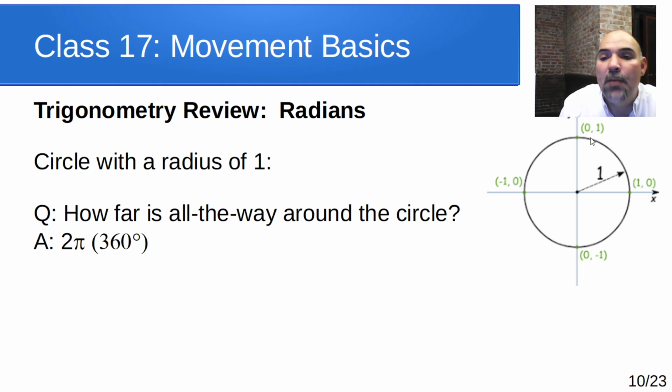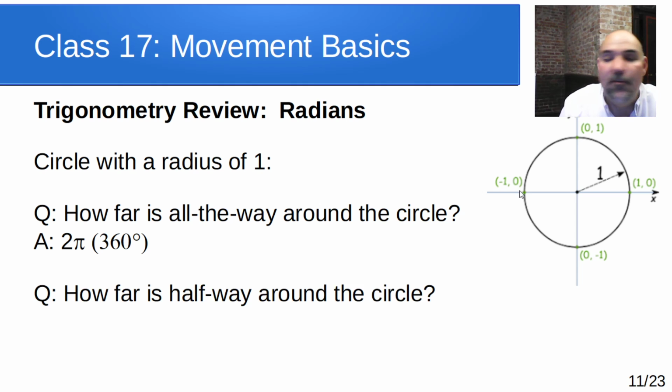Now notice if I walk part of the way around, like what if I walk halfway around the circle? How far is it to walk halfway around the circle? Well, starting here and walking halfway around the circle to there, if 2 pi was all the way around, then it's half of that. So it's going to be 2 pi over 2. The 2's cancel out, or pi. So 180 degrees is the same as pi.